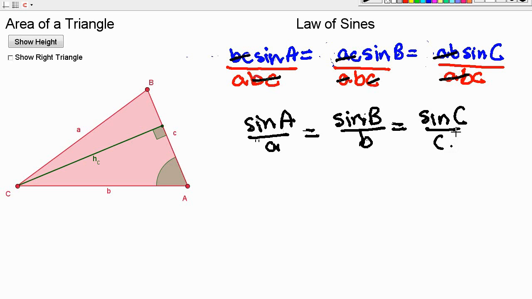The key thing to understand about the law of sines is for it to work, you need the angle and a side opposite that angle to establish the fraction that then you can use to find other sides and angles. If you don't have that, you can't use the law of sines. We're going to show you how to apply the law of sines to other triangles in other videos.